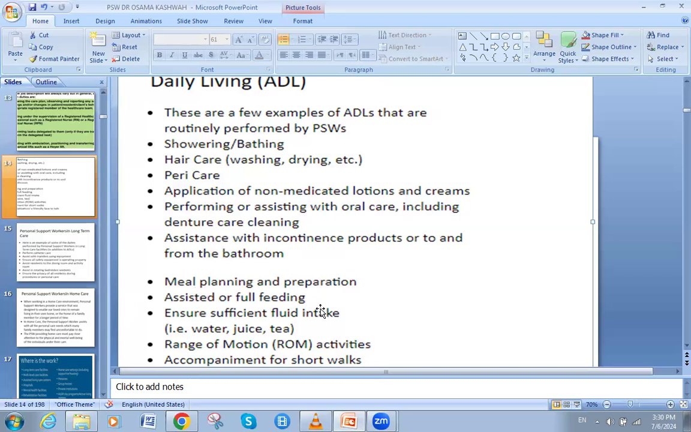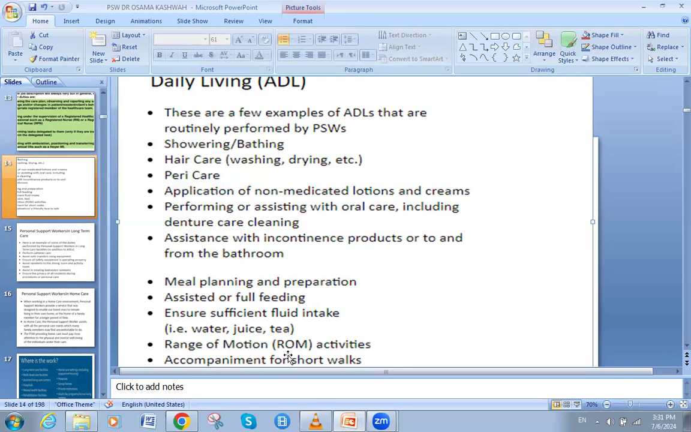Meal planning and preparation. In meal planning, preparation and presenting the food, you first ask the patient, does he want fish or beef or whatever is there? You have to give him the choice, to ask him first. Assist with full feeding and ensure sufficient fluid intake, like he's having enough water, juice, or tea, or whatever.